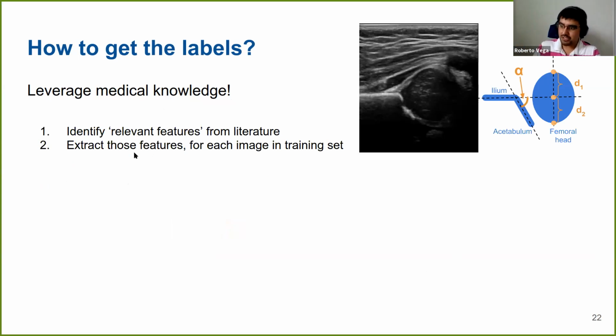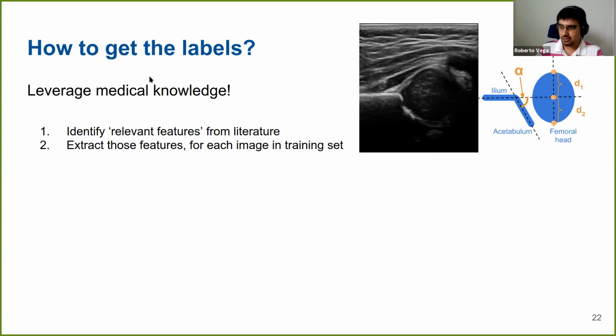But the first step is to identify relevant features in the literature. For example, in the case of hip dysplasia, there are two things that the physicians use to make the diagnosis. The first one is this angle alpha between these two bones called the ilium and the acetabulum. And the second one is the ratio of D1 and D2 in the femoral head, that is this black circle in here. By using these two things, they identify if someone has dysplasia or not.